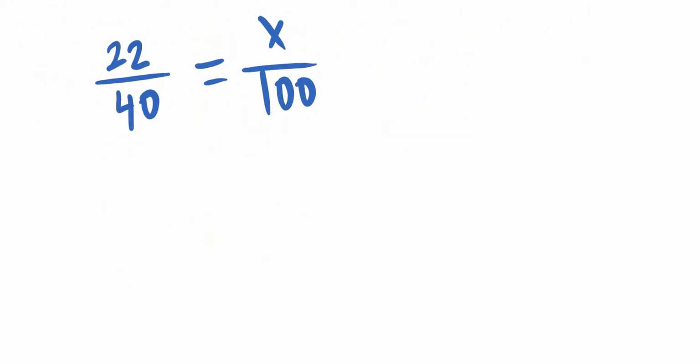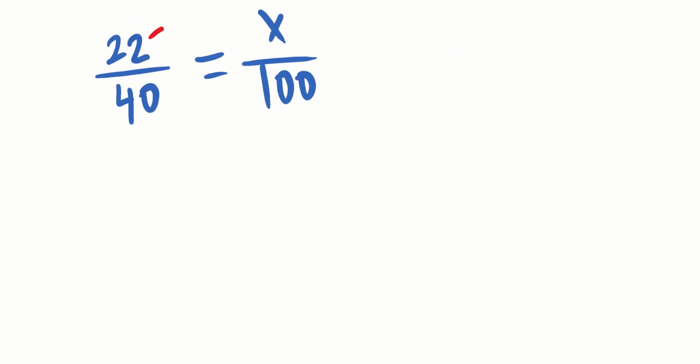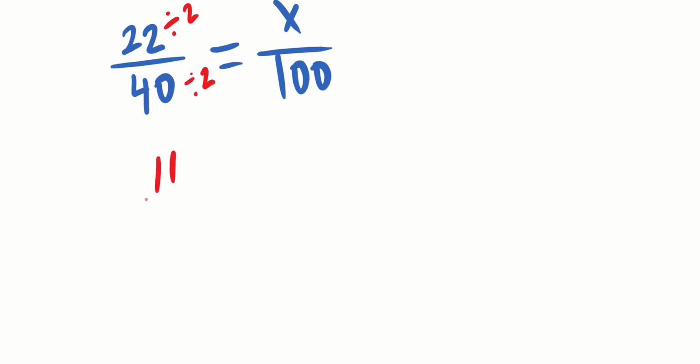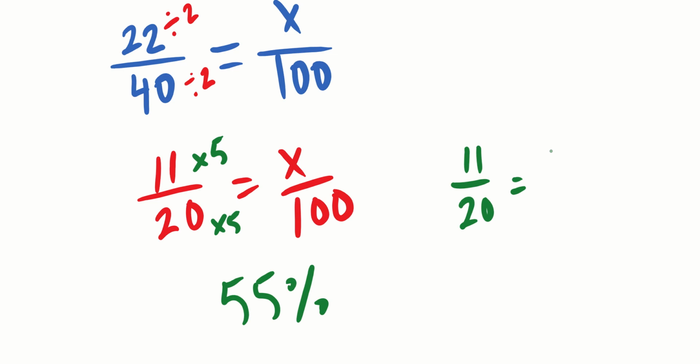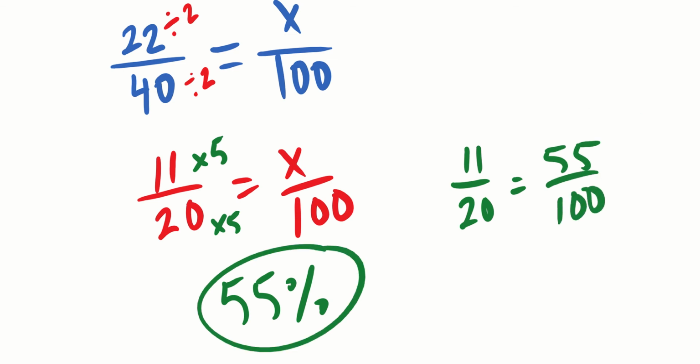So remember I said you might want to reduce first. You don't have to, but it saves time. In this case, we can divide both the top and bottom by 2. So this becomes 11 over 20 equals x over 100. Well, I notice that this is like an equivalent fraction. 20 can go into 100 5 times, so I can multiply the top and the bottom by 5. And that'll give me my percent of 55. So this really is 11 over 20 equals 55 over 100. And that top number over the 100 is our percent. So that'll be our answer.